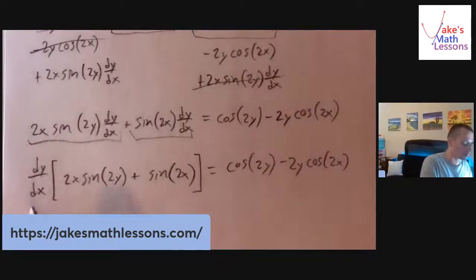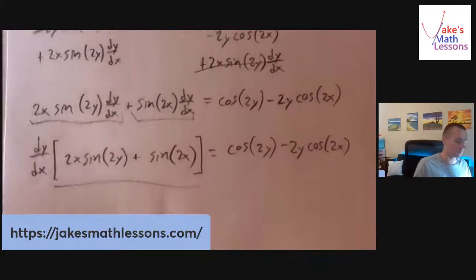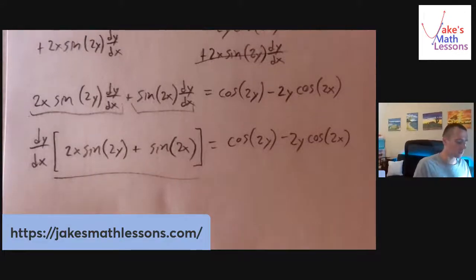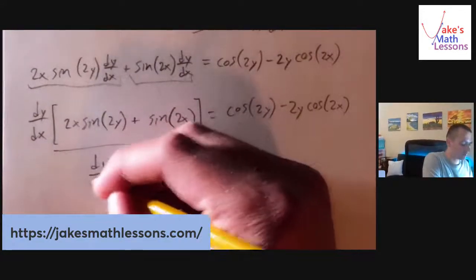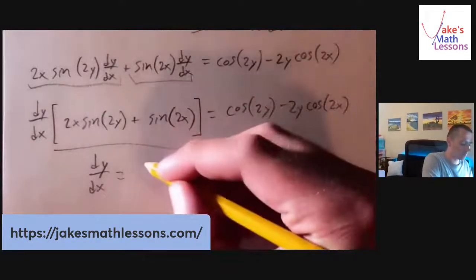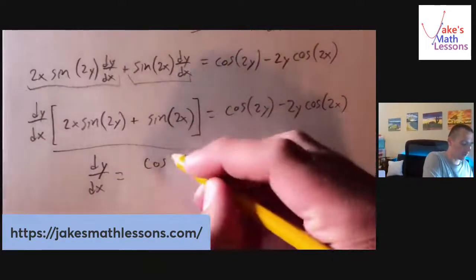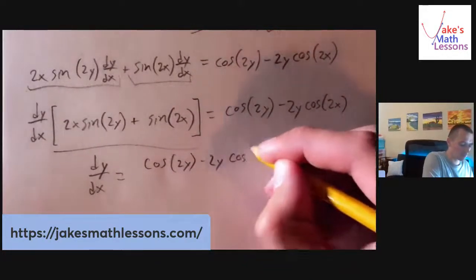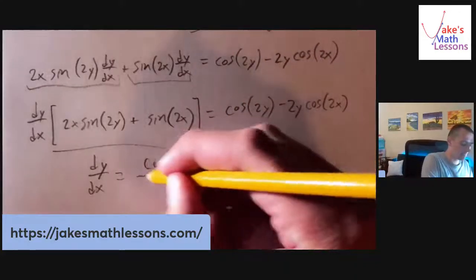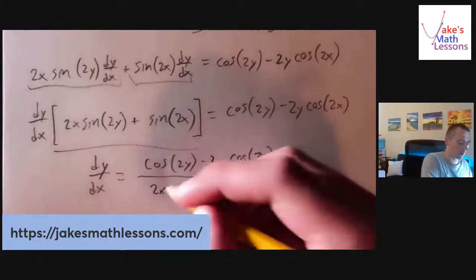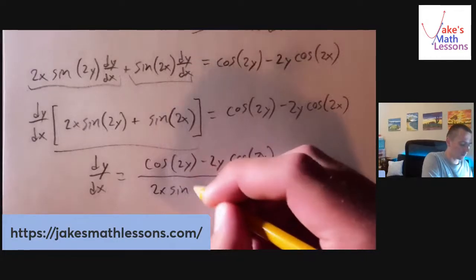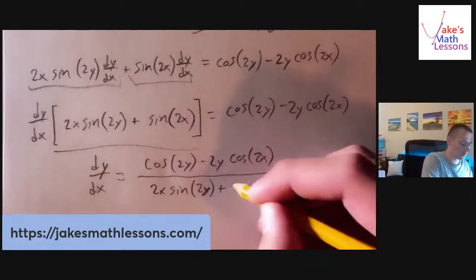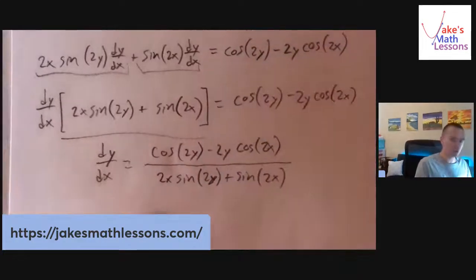And then we can divide both sides of our equation by everything within the parentheses here, because dy/dx times all this stuff, we can divide it over to get the dy/dx all by itself. So our numerator is just going to be whatever we had on the right before, and the denominator is 2x sine of 2y plus sine of 2x. So there's our dy/dx.